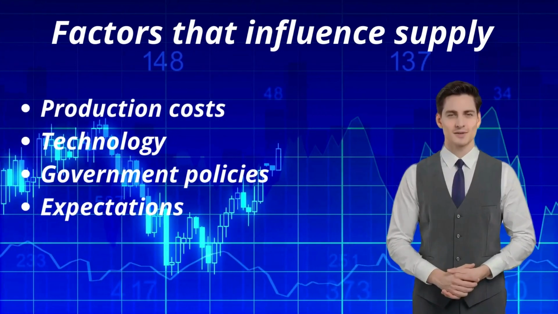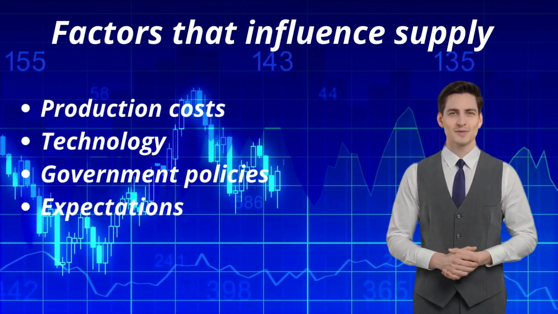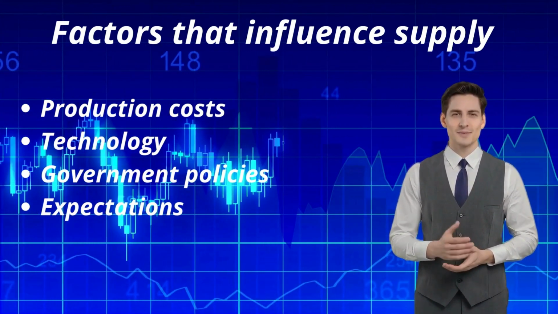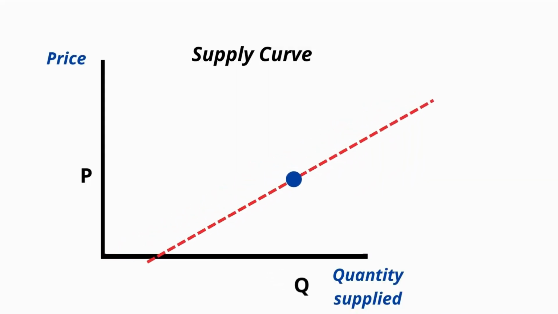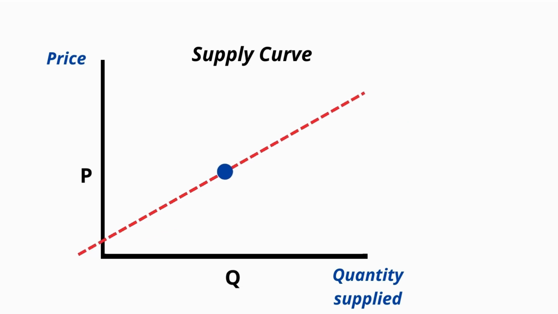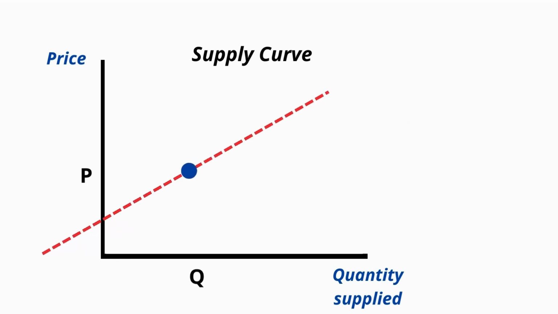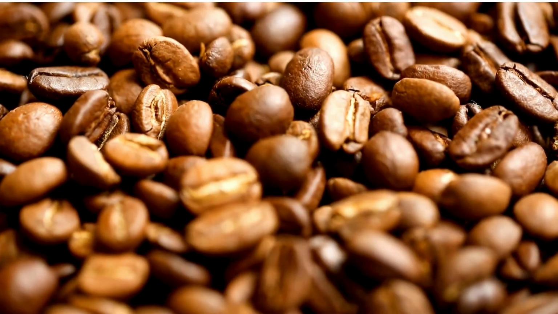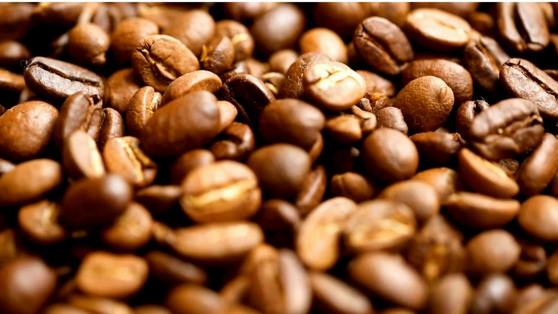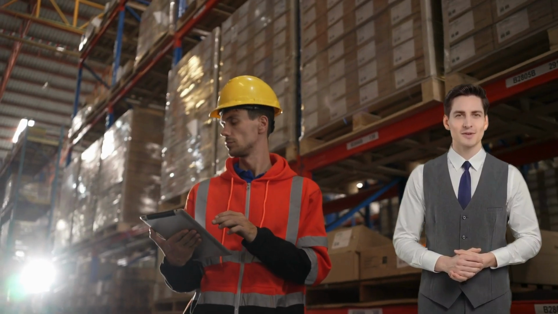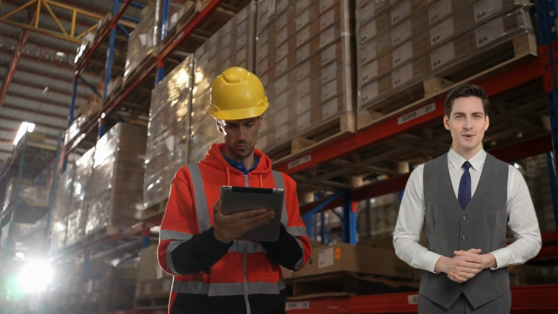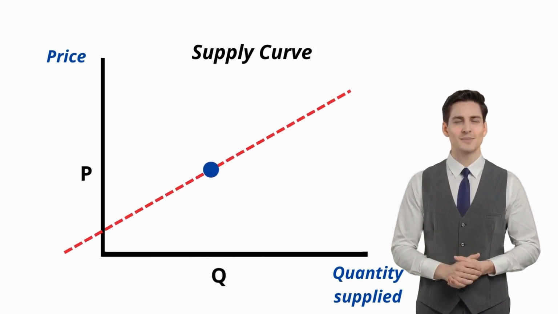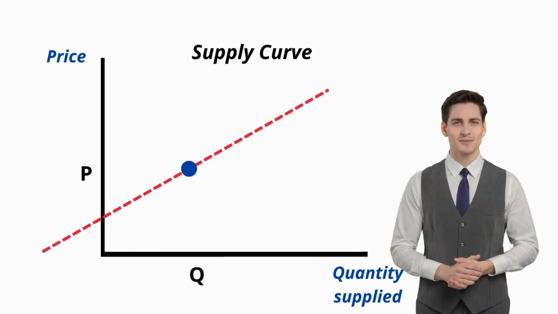Supply is also influenced by factors other than price. Such factors can be production costs, technology, government policies, or expectations. These aspects can cause an inward or outward shift in the supply curve, depending on whether they provide less or more incentive for suppliers to produce. For example, if the cost of raw materials decreases, producers might be able to supply more goods at lower prices, causing the supply curve to shift to the right. Conversely, if there's a shortage of skilled labor, production costs might rise, leading to a decrease in supply. The logic being that producers would have a lesser incentive to produce. As a result, the supply curve would shift to the left.